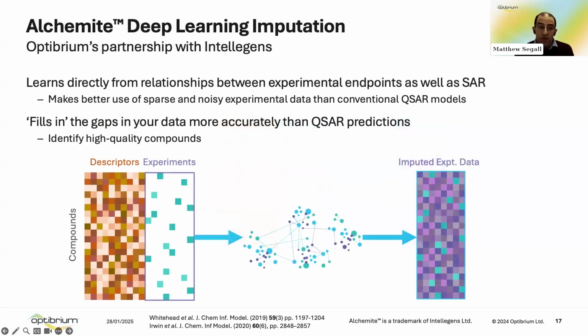The particular method that we use in practice is called Alchemite. This is developed in partnership with our colleagues at Intelligence, another Cambridge-based company. And as I mentioned, it learns directly from the relationships between experimental endpoints as well as structure-activity relationships. And hence it makes better use of that sparse and noisy experimental data that we have in drug discovery than conventional QSAR models. It fills in the gaps in the data much more accurately than QSAR predictions.